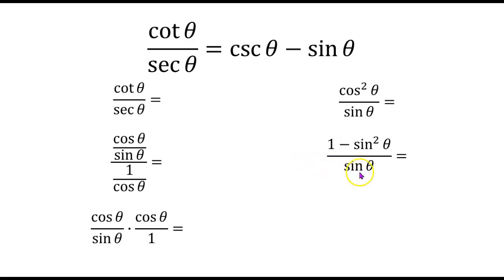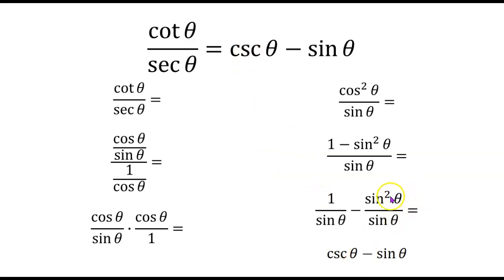Now let's break this up into two separate fractions. 1 over sine theta minus sine squared theta over sine theta. And I think you can see what's coming next. 1 over sine theta is the cosecant of theta. And then the sine of theta squared divided by the sine of theta just to the first power leaves us with 1 sine theta left. So we end up with cosecant theta minus sine theta.